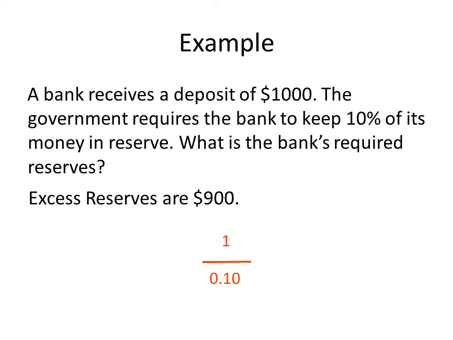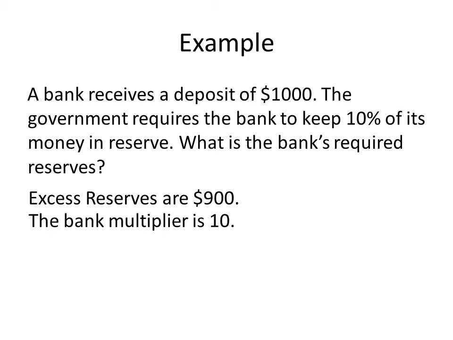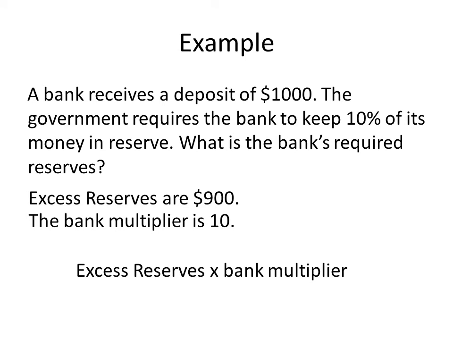Our next step is to divide 1 by 0.10, and this gives us a bank multiplier or a money multiplier of 10. So the bank multiplier is 10. Our final step is to figure out how much money is created from the deposit of $1,000. To do that, we need to multiply the excess reserves times the bank multiplier.